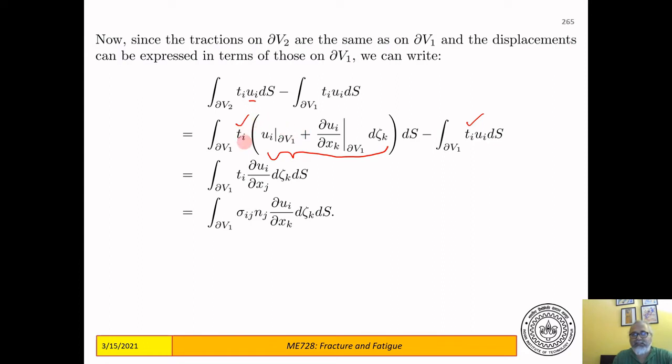Then this guy cancels with this guy, which is ui on del v1. So this guy cancels. We are left with this derivative, and this is what we have. And Ti can be written using the Cauchy relation as sigma ij nj, and this is the result of the second integral, the traction integral, in terms of a contour integral over delta v1.